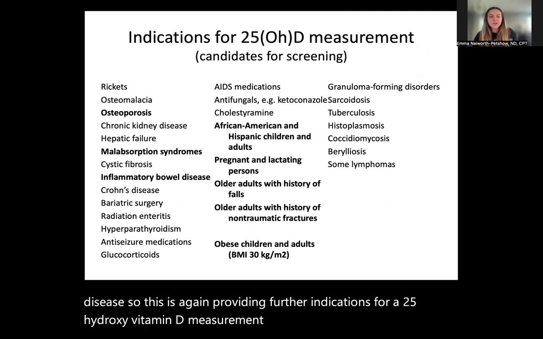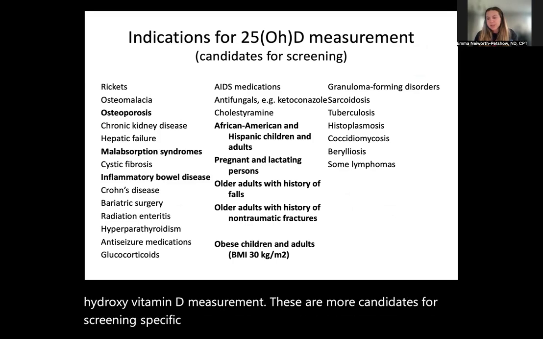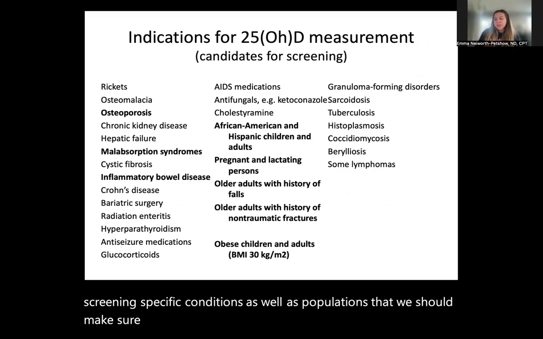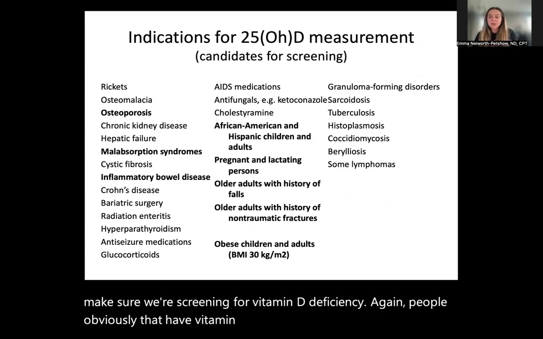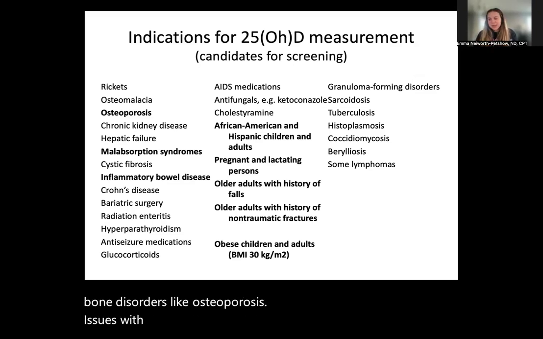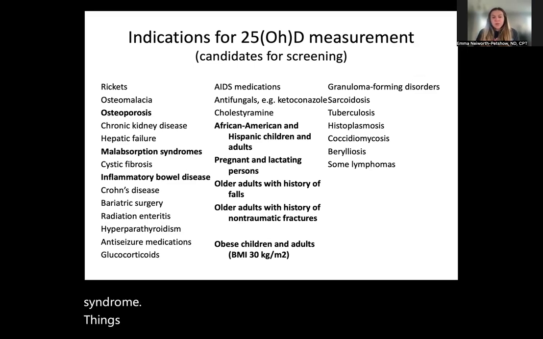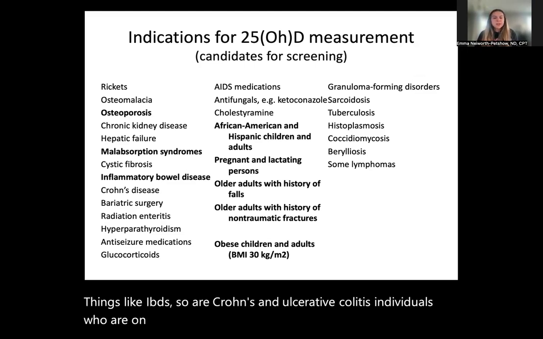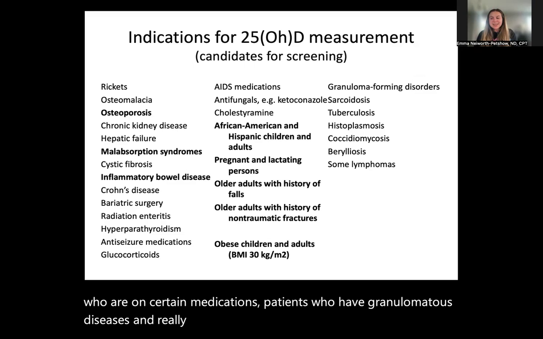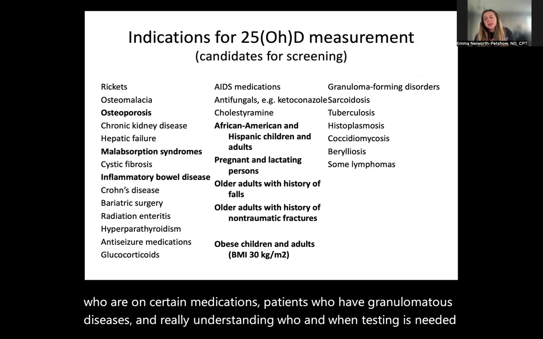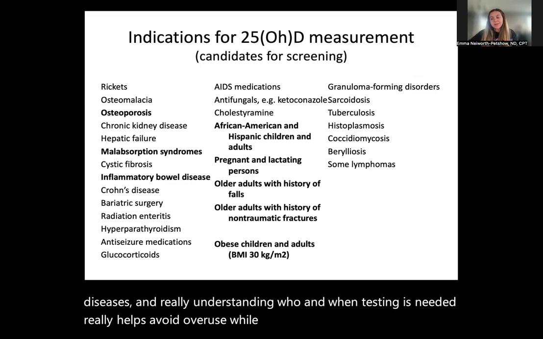These are more candidates for screening, specific conditions as well as populations that we should make sure we're screening for vitamin D deficiency. Again, people that have vitamin D disorders like rickets or osteomalacia, bone disorders like osteoporosis, issues with the kidney like chronic kidney disease, malabsorption syndromes, things like IBDs, so Crohn's and ulcerative colitis, individuals who are on certain medications, patients who have granulomatous diseases. Really understanding who and when testing is needed helps avoid overuse while ensuring high-risk patients are receiving appropriate care.